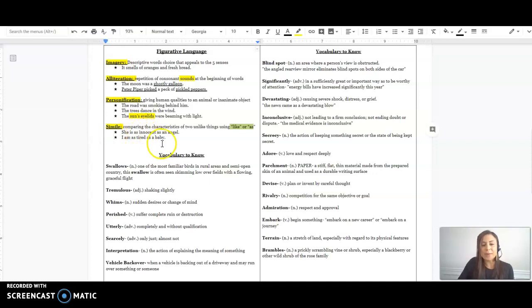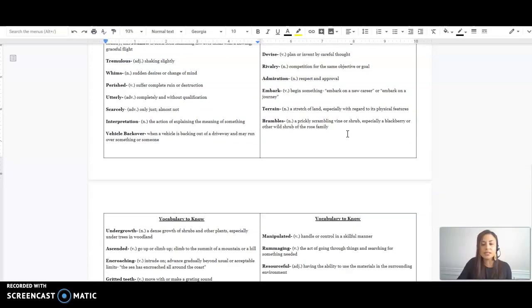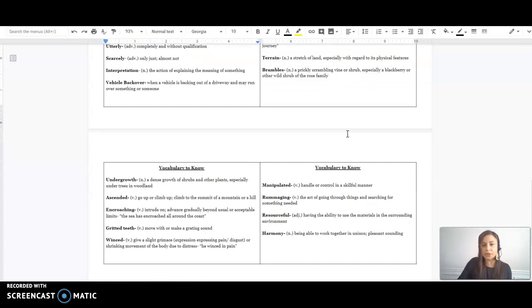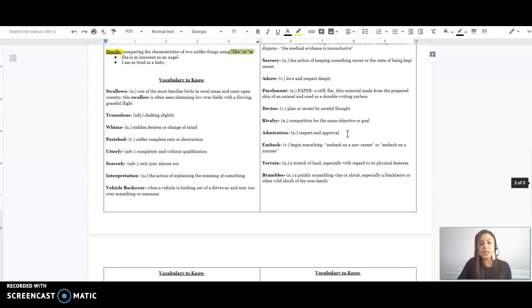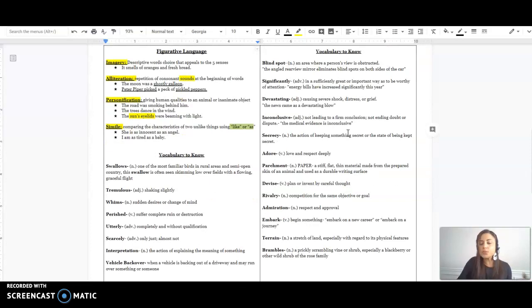All right, so make sure you go through this entire study guide. Notice that there are lots of vocabulary to know as well. I highly suggest reviewing the vocabulary so that you can better understand these words. These words are words that are in your passages and included in your questions.